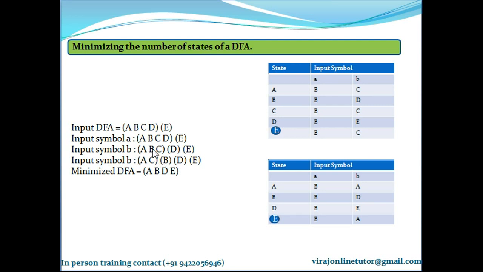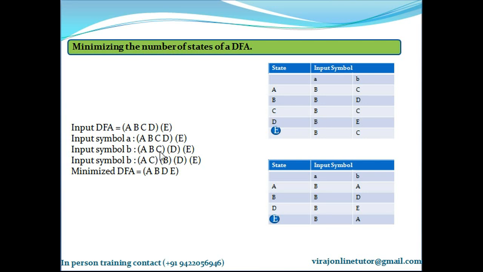A on small a goes to B, this group. B on small a goes to B, this group. C on a goes to B, this group. So all these three on small a go to the same group. That's why they don't get split up, which is the reason I didn't mention it here. Now A on b goes to C, this group. B on b goes to D, which is a different group. And C on b goes to C, which is the same group.